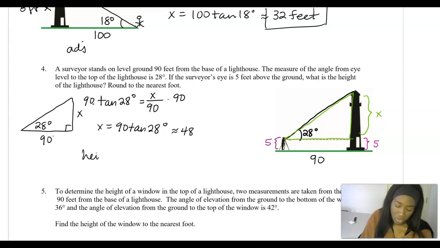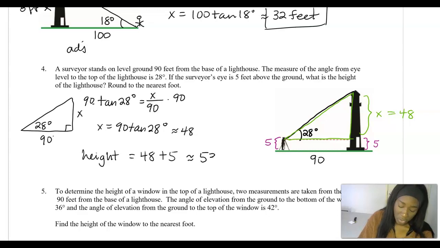So to get the total height of the lighthouse, we're going to take that 48 feet and add it to the 5 feet that we had at the bottom. So we just found that was 48. We add that to the 5 at the bottom to get a total height of the lighthouse of 53 feet.